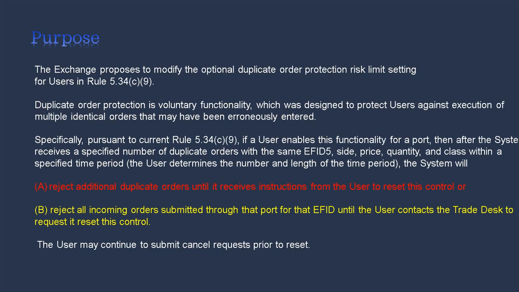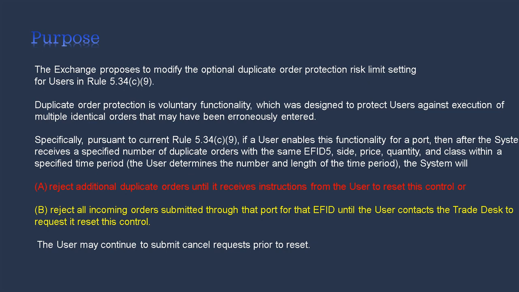The exchange proposes to modify the optional duplicate order protection risk limit setting for users in Rule 5.34, Section C, Paragraph 9. Duplicate order protection is voluntary functionality, as everything is in this market, which was designed to protect users against execution of multiple identical orders that may have been erroneously entered.